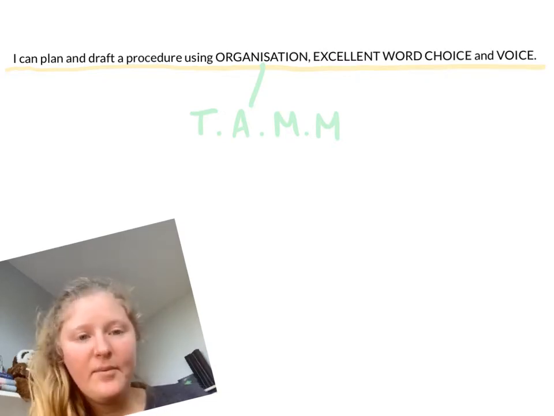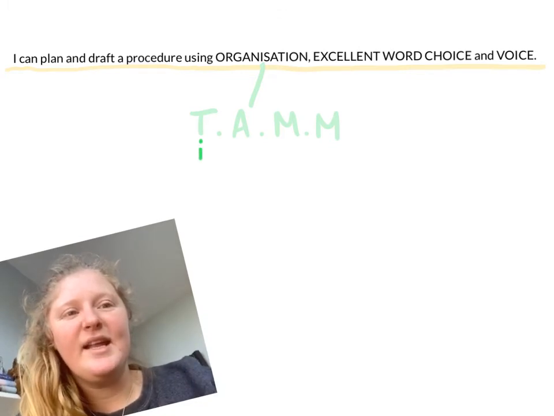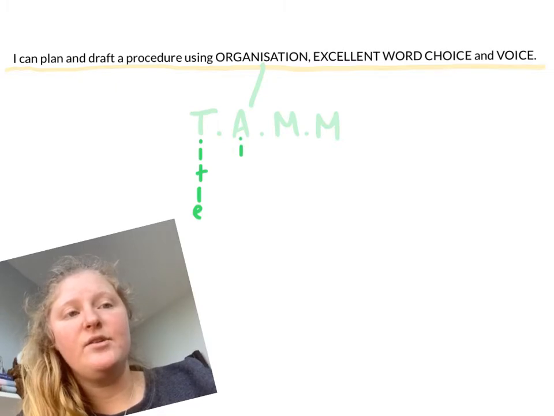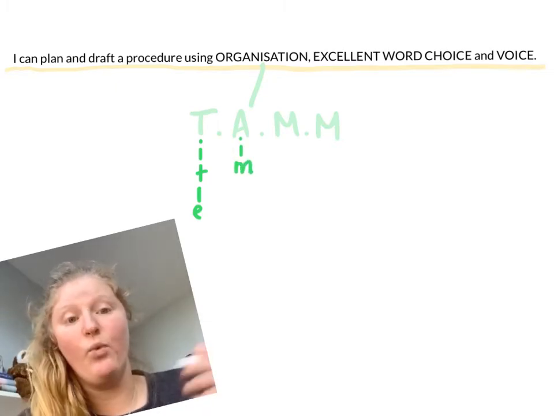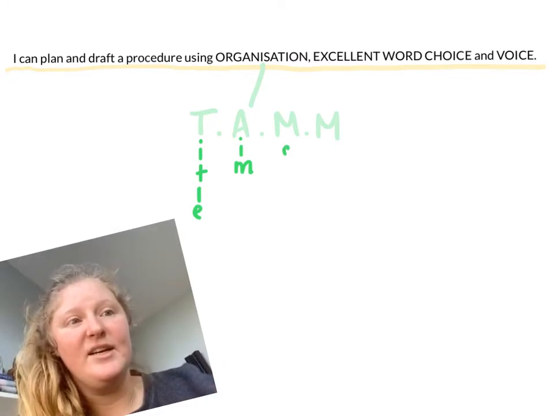Okay, so here I'm going to go through them and I want you to see if you are correct. So our number one thing at the beginning is a title. After the title, in a procedure, we need to make sure we have the aim. Remember, the aim is telling the person what they're going to be making. The next one is the materials.